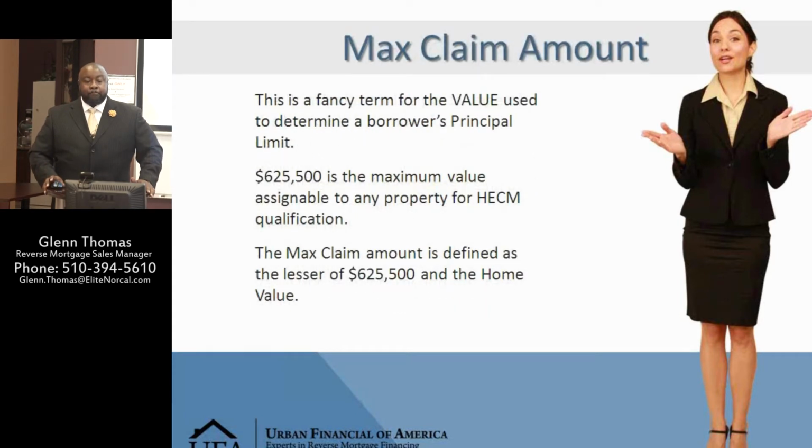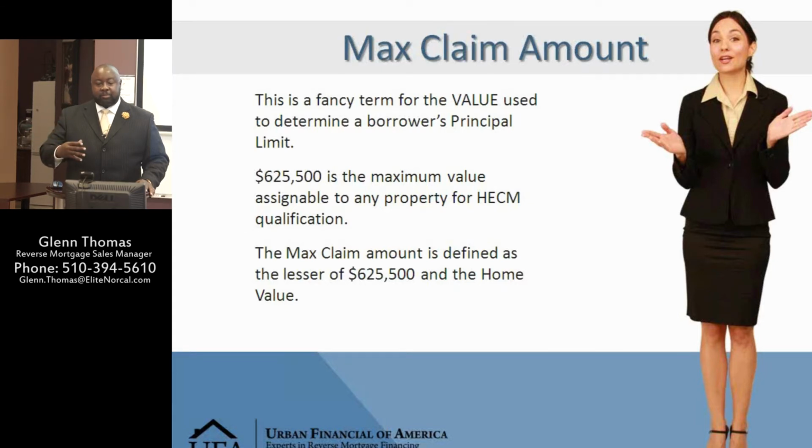Maximum claim amount. Person has an $800,000 home. FHA limit is $625,500. So if you have an $800,000 home, they're only going to look at the first $625,500 of the home. Everything else is your equity. So that's still going to be in there. That's still your equity up at the top. But you can borrow up to $625,000 towards your principal limit.